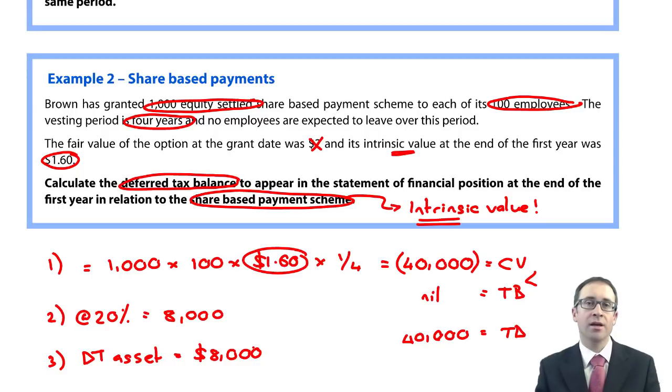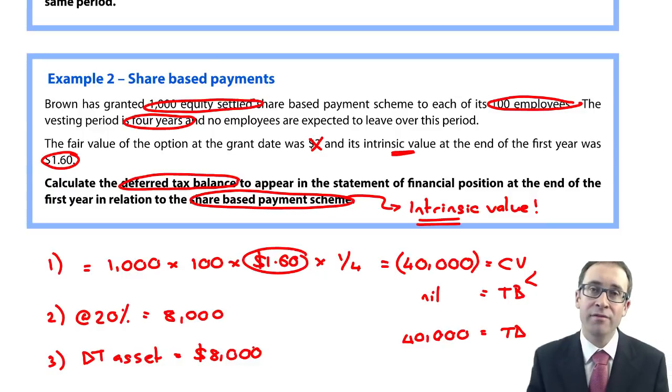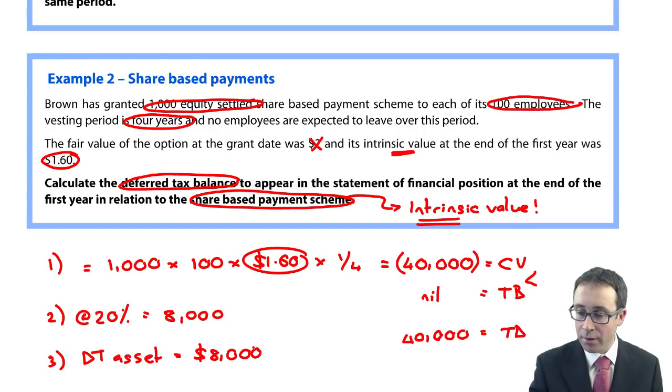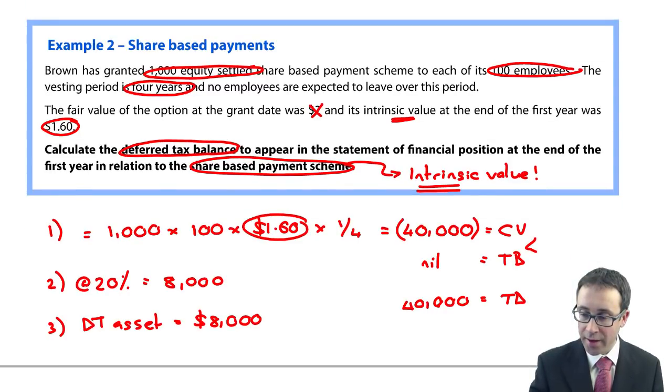Think about it logically. When these options are exercised by the employees in the future, you will be allowed the deduction, and therefore you will save tax in the future. And if you're saving tax, that's a benefit, isn't it? So things that are beneficial within the financial statements are referred to as assets, aren't they? Excellent. There we go.